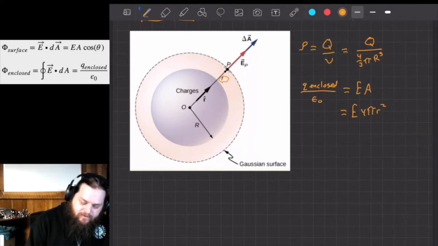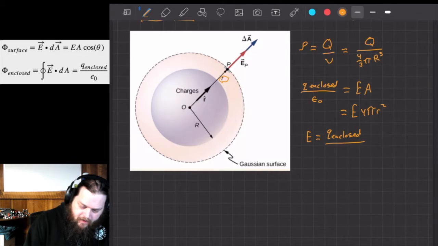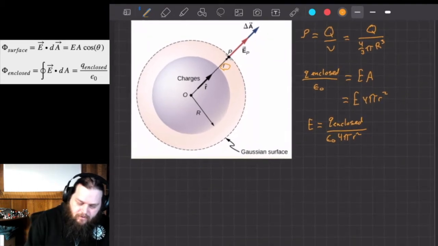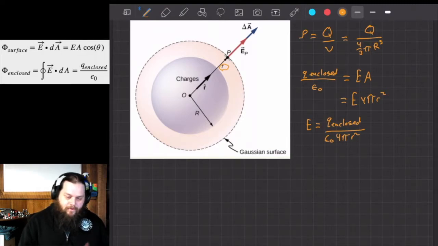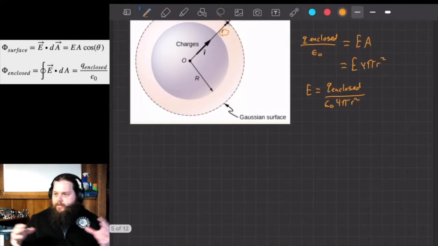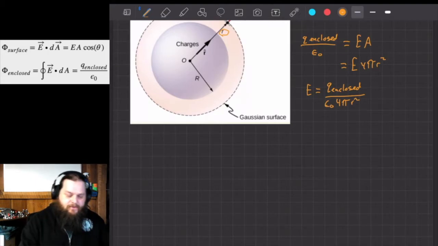And if we change this expression around and solve for the electric field, we can say that E is equal to the charge enclosed divided by epsilon naught 4 pi r squared. So now we have an equation for the electric field. We just have to find the values that we're looking for. And this will work for any of the 3 values, whether it's outside the sphere or inside the sphere.